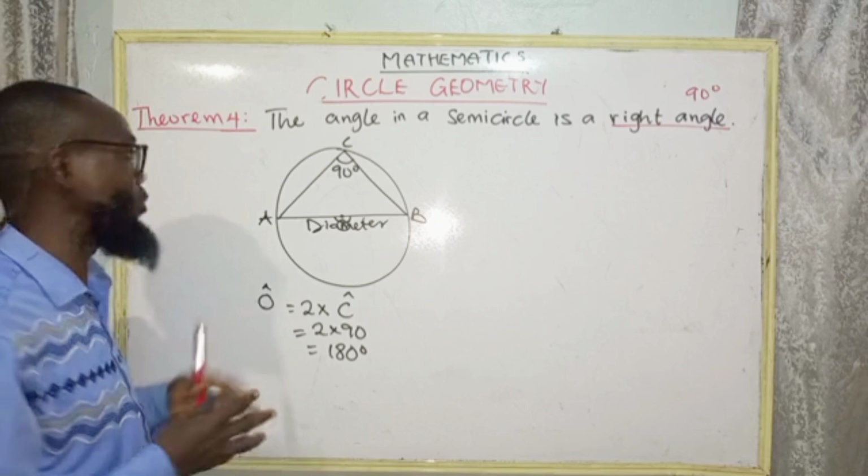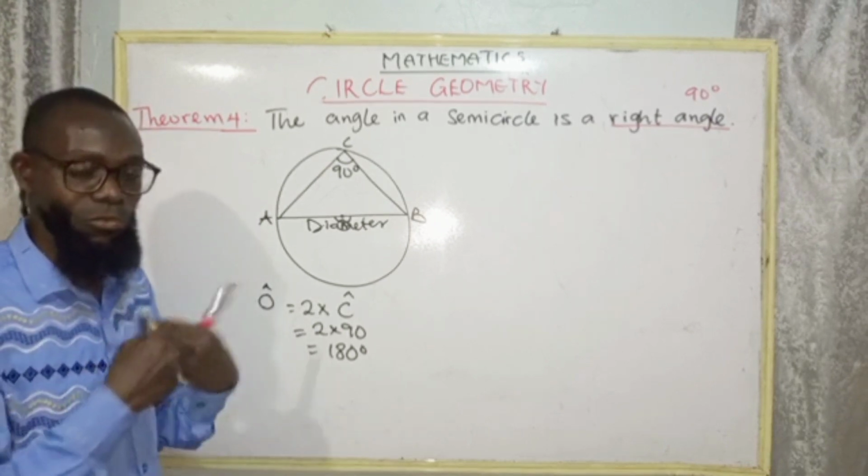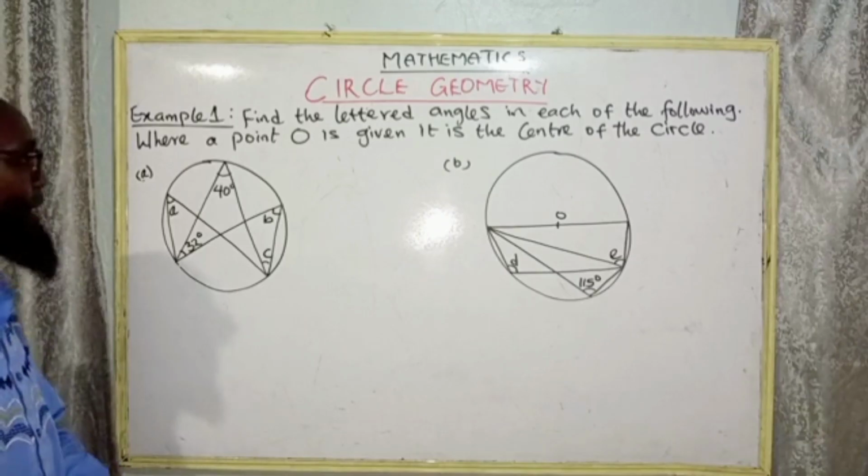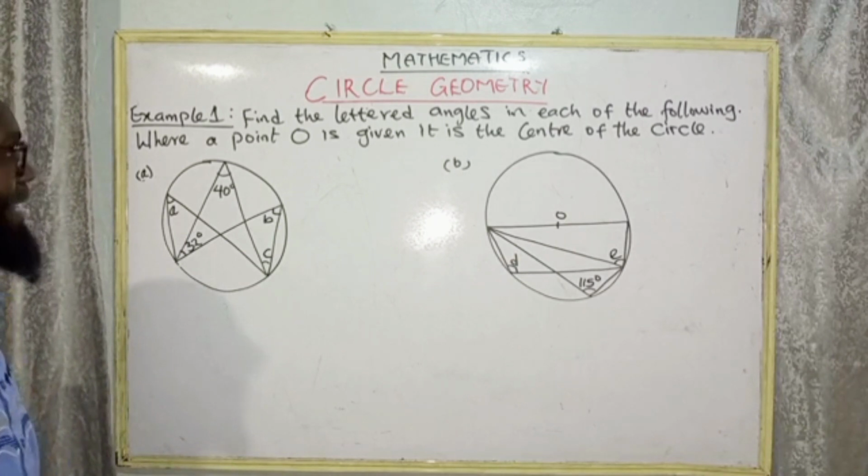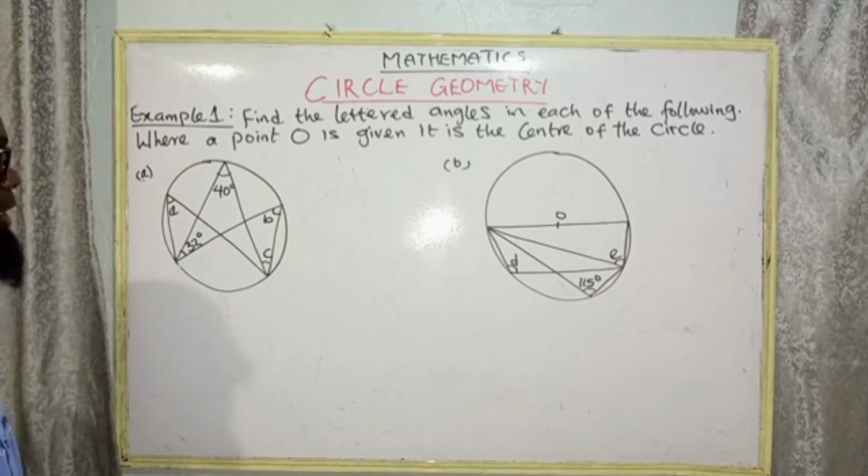Let us now look at how to apply theorem 3 and theorem 4 in our calculations. Example 1. Find the lettered angles in each of the following.